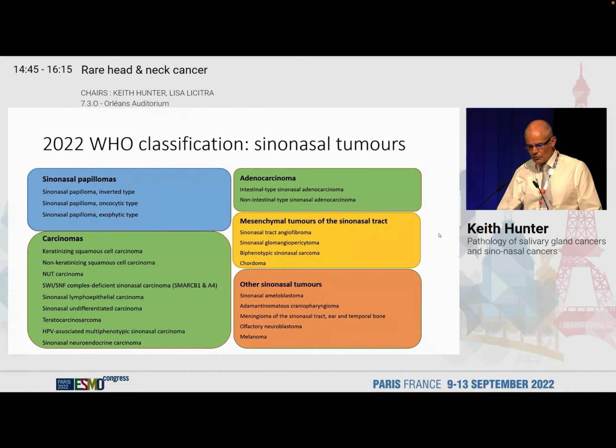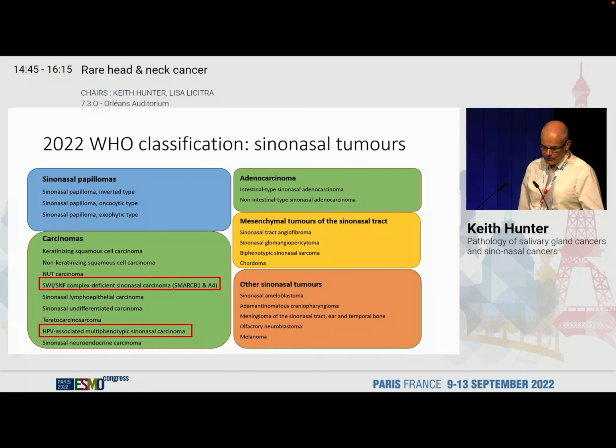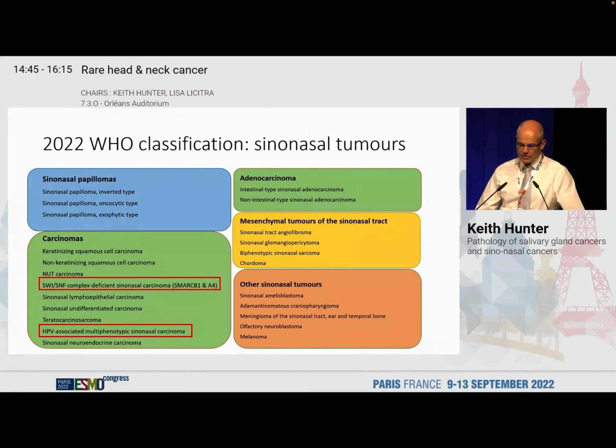But again, you will have noticed that there are some new entities. The SWI/SNF complex deficient cancers were mentioned in the previous classification, but that is an area of increasing complexity with not only SMARCB1 mutated lost tumours, also SMARCA4. And then we have the defining of the HPV-associated multiphenotypic sinonasal carcinoma, previously talked about as the adenoid cystic-like carcinoma of the sinonasal tract, which is now much better defined. And there are other salivary type adenocarcinomas and so on that are not present on here.